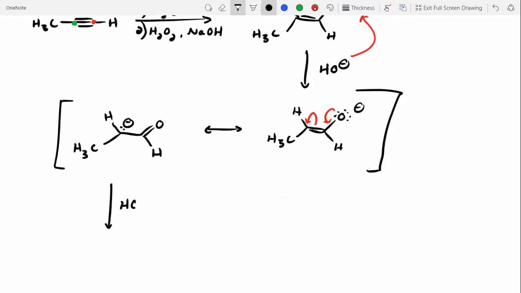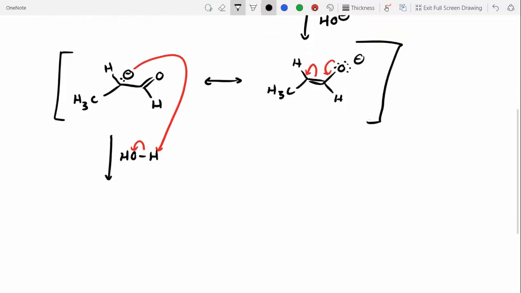Water can act as an acid or a base. In this case, do you think it's going to donate a proton or take a proton? So let's think about it. The intermediate that we have drawn has a negative charge. Is that going to act as an acid or a base? It's going to act as a base. So it's going to take the proton from water, dump the electrons onto oxygen.